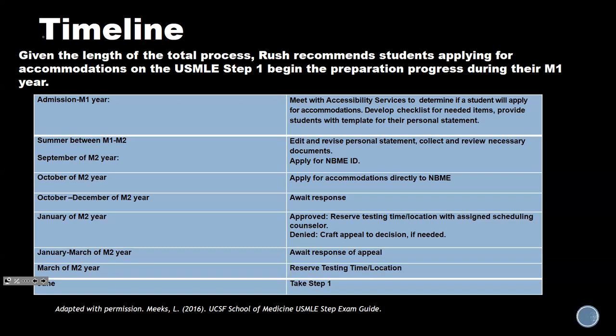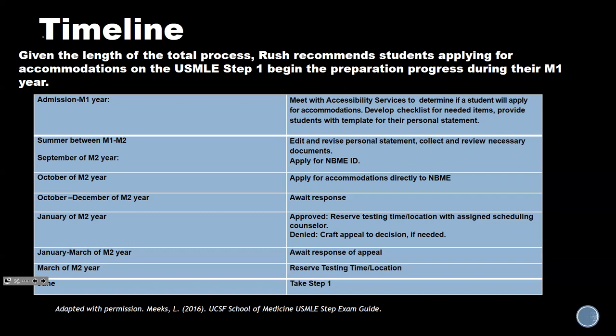And then at our institution in September of their M2 year, so it's like the first 2 or 3 weeks of our semester, our students are allowed to apply for their NBME ID number. So once they have the ID number, they can submit all of their documentation versus waiting for this time of the year and then starting this whole process.